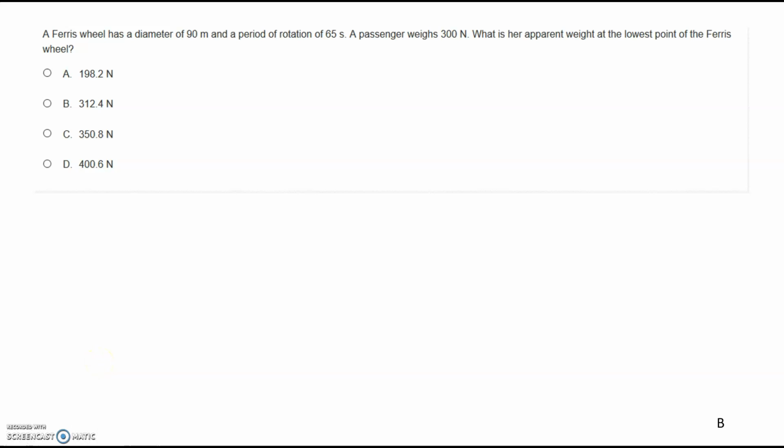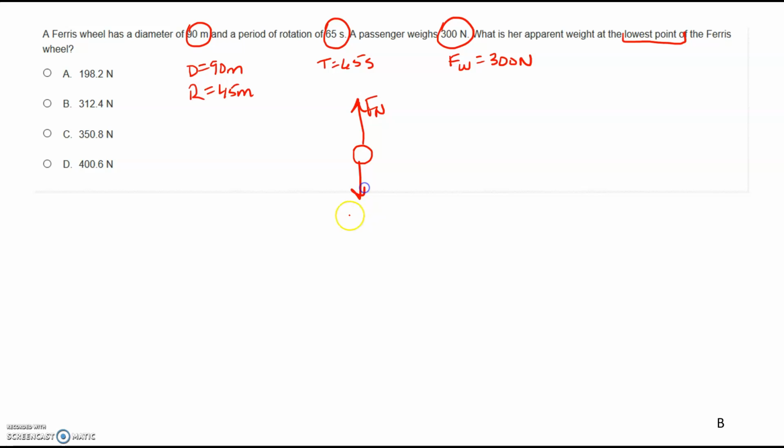Okay, another Ferris wheel with a diameter of 90. So the radius is going to be 45. Rotation, 65 seconds. Force of weight is 300 newtons. This is at the lowest point. And you'll find the direction is going to be different for F equals ma on this one. So what I did was I have my person, my force normal, my force of weight, and my force ma. So I found velocity, which is 2 pi r over t, which is 2 times 3.14 times 45 over 65, which is 4.34.